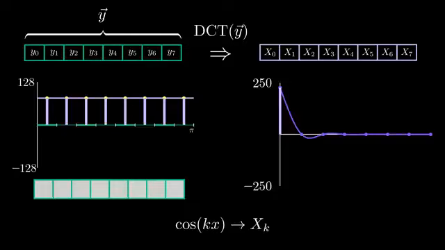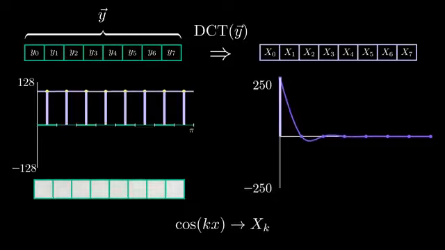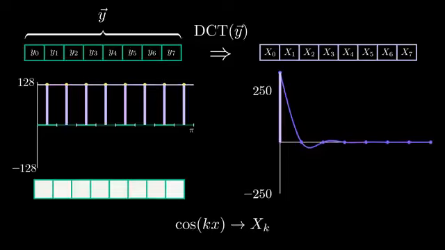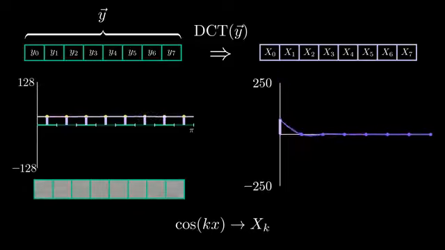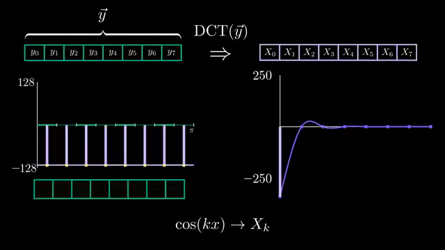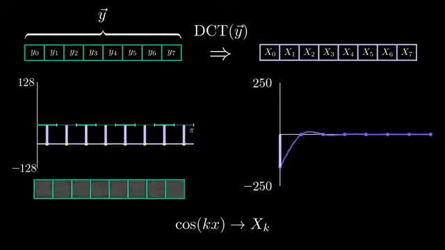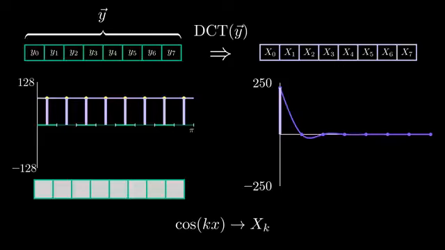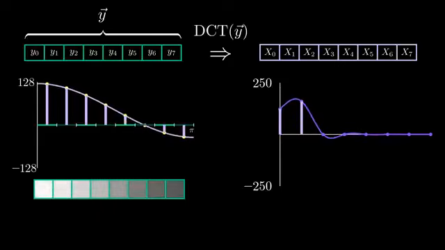What that means in terms of images is it gives us a measure of the overall brightness of a set of pixels. Brighter images will have a larger 0th coefficient than darker images. This is why shifting up a cosine wave only impacts the 0th coefficient.